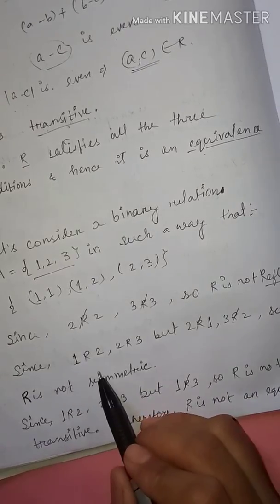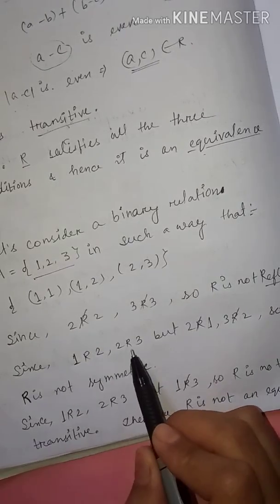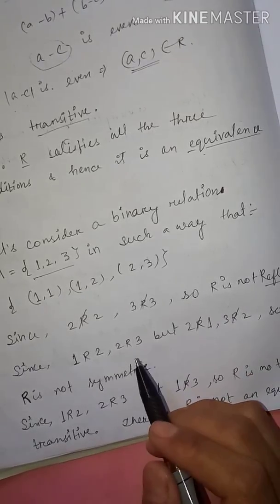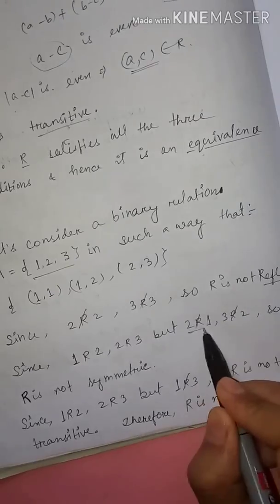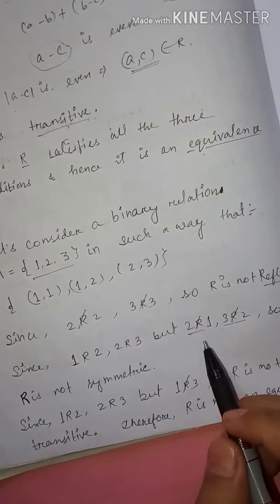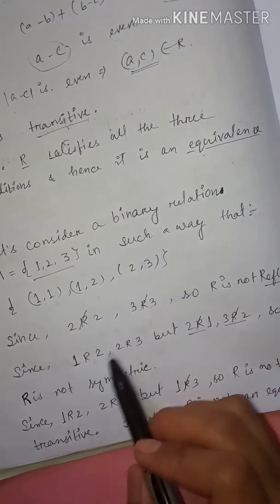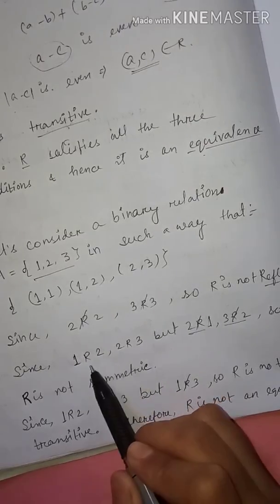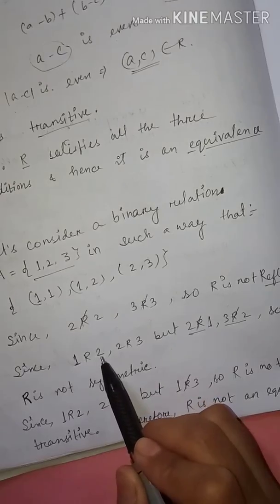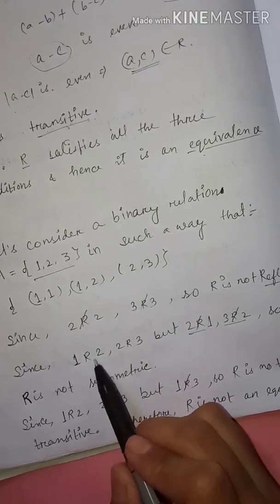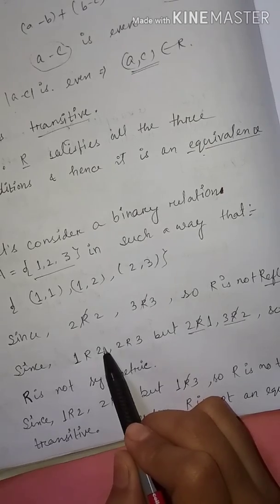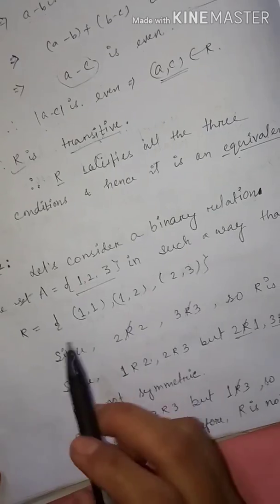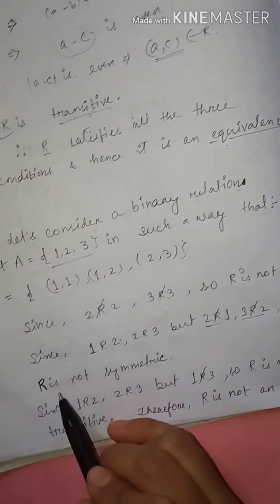Again, since 1 related to 2 and 2 related to 3 does not imply the elements 2 related to 1 and 3 related to 2, therefore R is not symmetric. According to symmetricity, if we have an element in the form (1, 2) belonging to R, then it should imply (2, 1) also belongs to the relation R. Therefore, this is not implying an element (2, 1) in the relation R. Therefore, this R is not symmetric also.